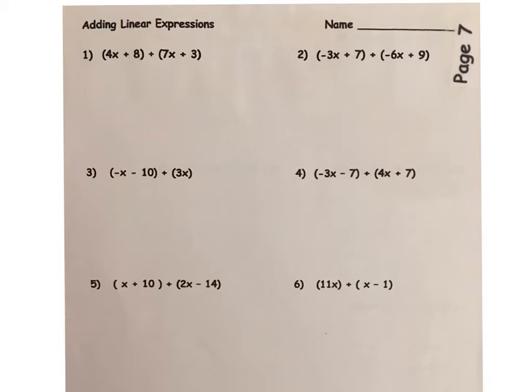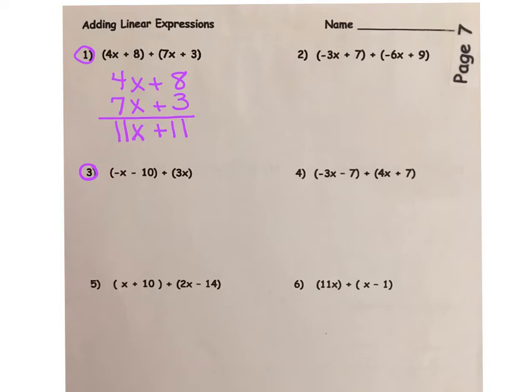Let's start with problem number 1. We're going to stack the quantities 4x plus 8 and underneath 7x plus 3. Draw a line and term combine vertically. You should get a constant of 11 and 11x's. It's a binomial, 11x plus 11.